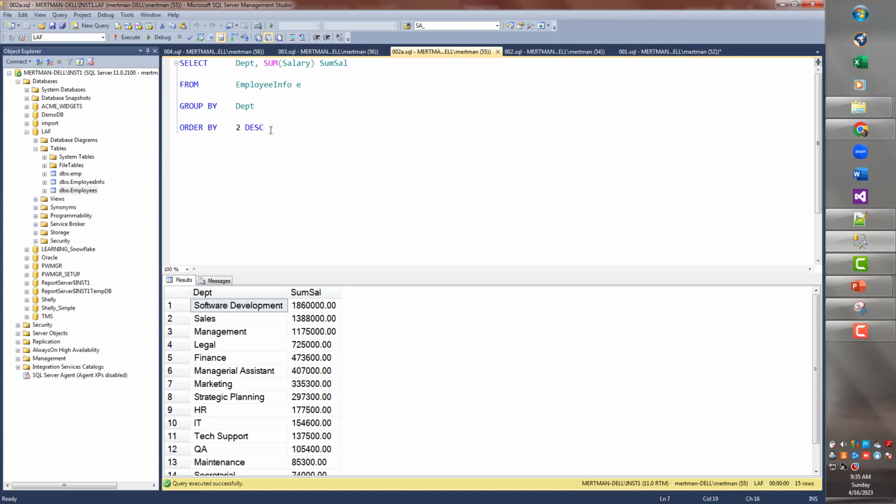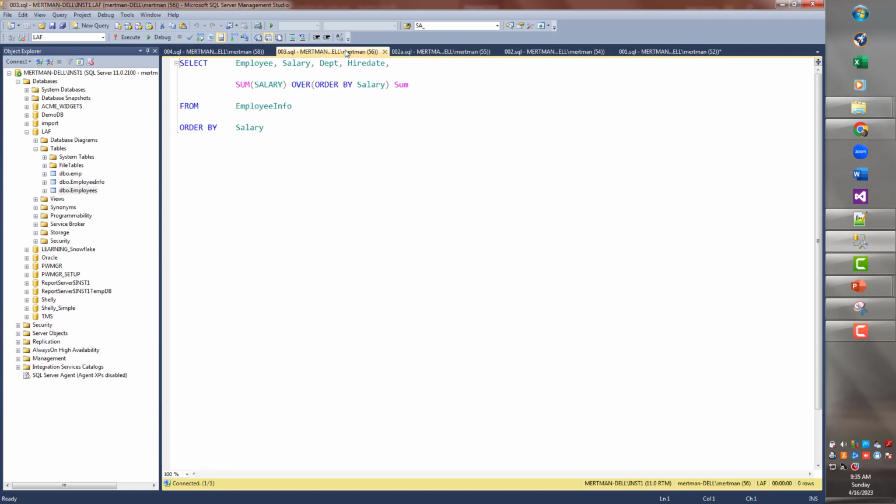So group by is powerful, but let's say that your boss wants you to do a breakdown by department, but he wants to have a running total, or maybe he just wants a running total. What can you do? Well, let's do this. Now what I'm doing is I'm using a window function or an analytical function, and what I'm doing is I'm selecting all the fields that I want. And by the way, this is something that you cannot do with a group by.